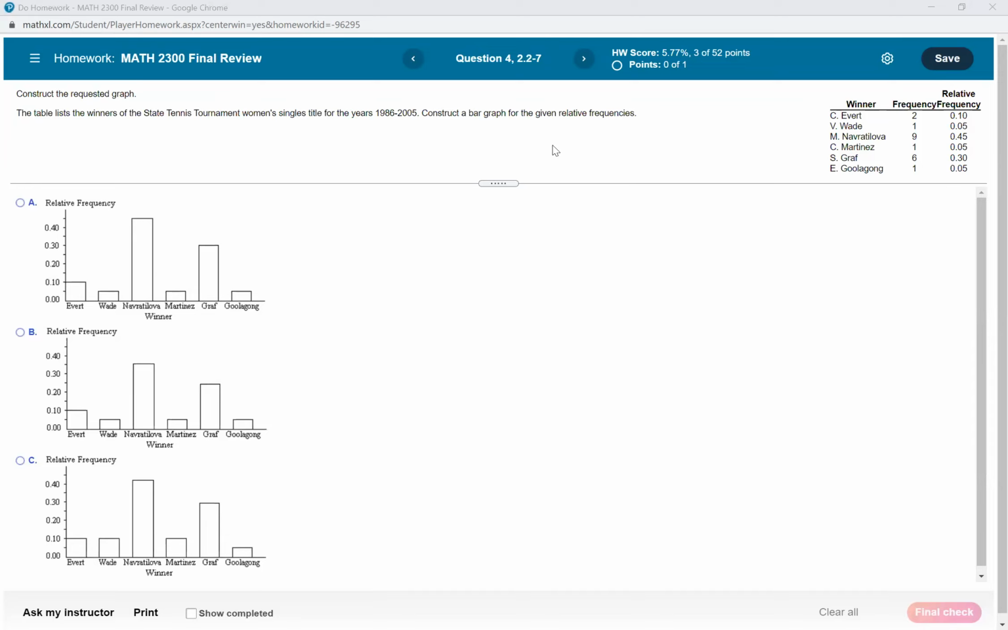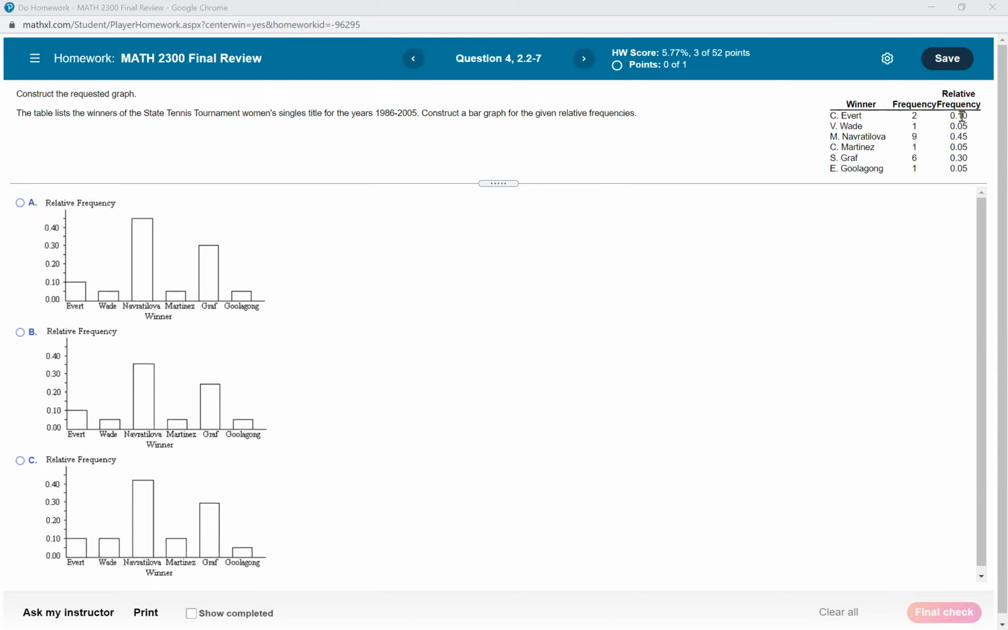Okay, so construct the requested graph. We need to construct the bar graph for the relative frequency. We are given the relative frequency table. We need to construct the bar graph because this is qualitative data, right? Our first variable is qualitative. So here we have the names, the frequency, and the relative frequency. Now we need to construct the bar graph.